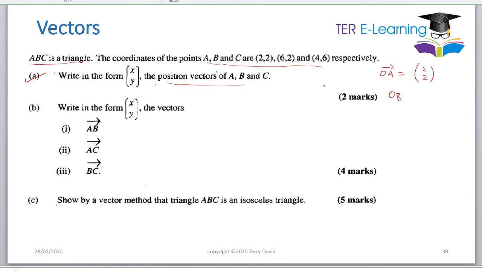OB is equal to 6, 2. And OC is equal to 4, 6, right? All I'm using here, I'm just using the coordinates they've given us here. That's what I'm doing. Now, what I want you all to work out now, the question wants to know what is the vector AB. So I want you all to tell me what is the answer for this one here. What is the vector AB using the information they give us?